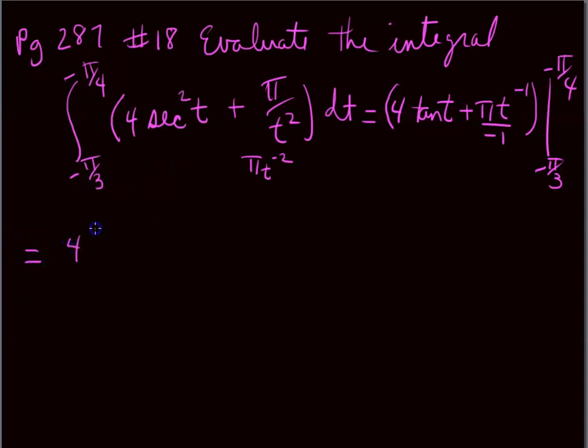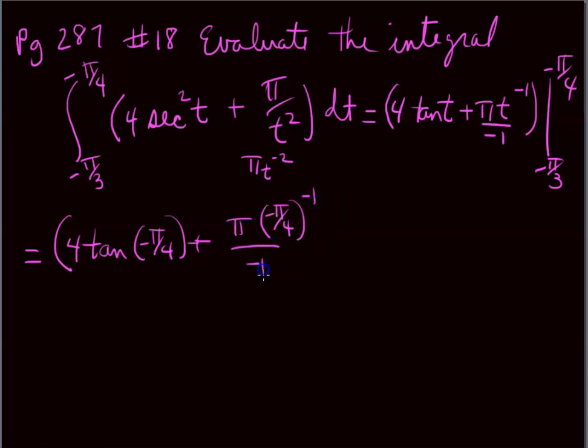This is 4 tangent negative pi over 4 plus pi times negative pi over 4 to the negative 1 over negative 1, minus 4 tangent negative pi over 3 plus pi times negative pi over 3 to the negative 1 over negative 1.